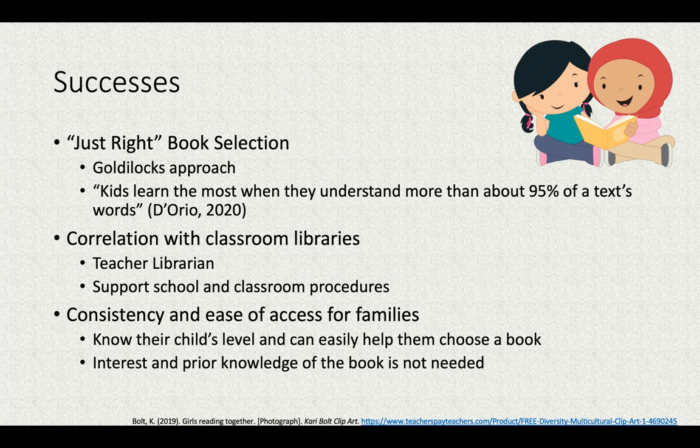Despite the challenges and negative impacts, there are also some successes of text-level libraries. When books are text-leveled, students are able to choose just right books. This is based on the Goldilocks principle that encourages children to find the happy middle ground where books aren't too easy and aren't too hard, they're just right. This approach is supported because kids learn the most when they understand more than about 95% of a text's words.